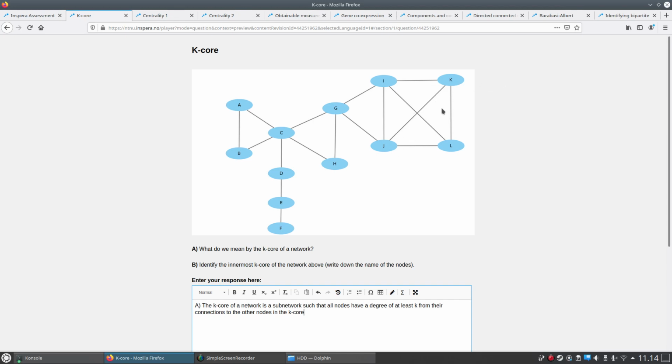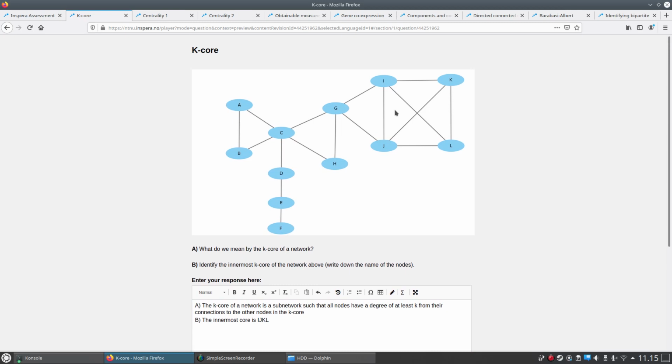And from there we see it's pretty obvious that there is no 4 core, because all we have left here is a clique of four nodes, and so nothing here is going to have a degree equal to or higher than 4. In a clique of four, the degree of all nodes is 3. So the innermost core is I, J, K, L.